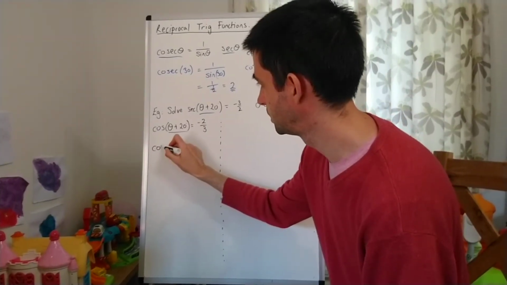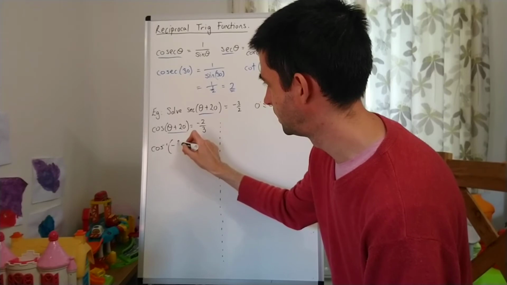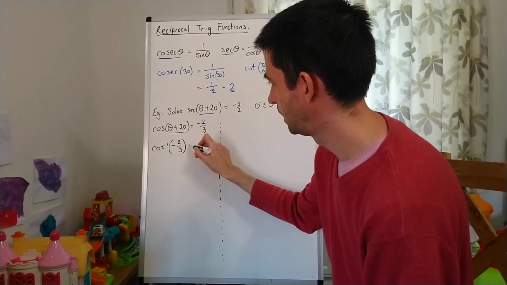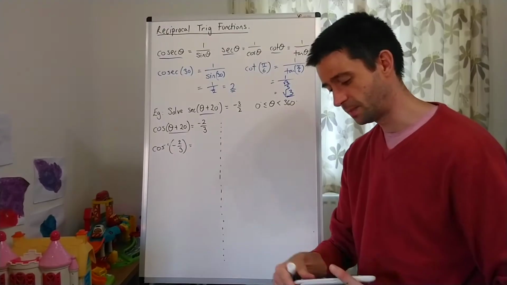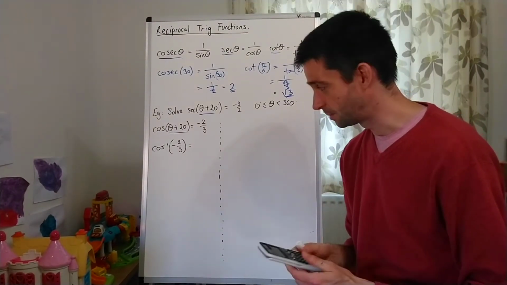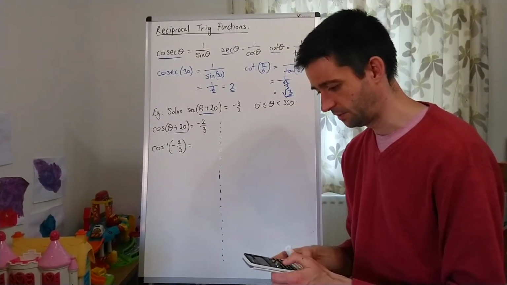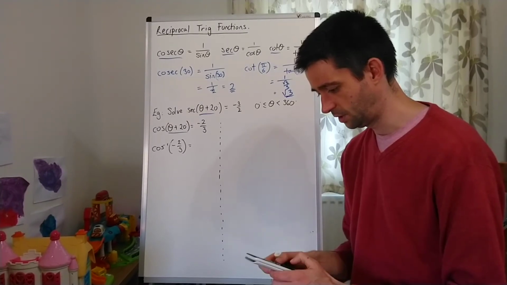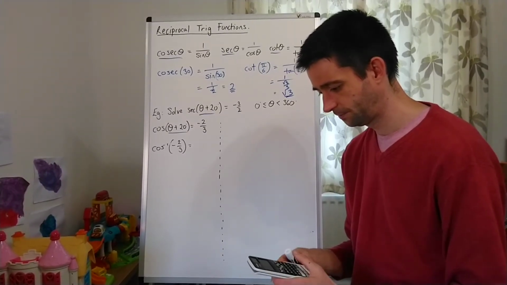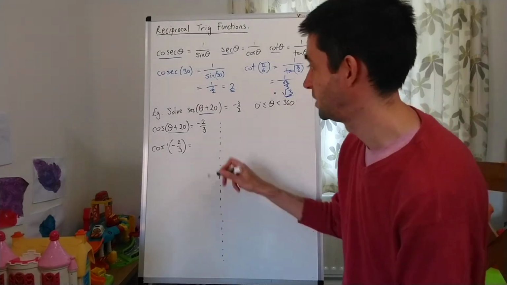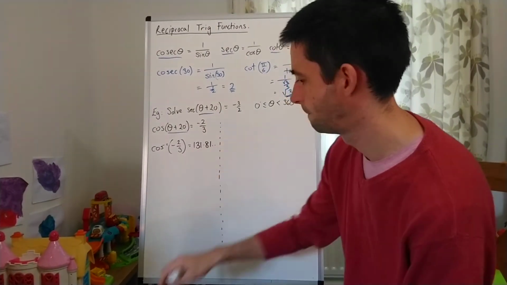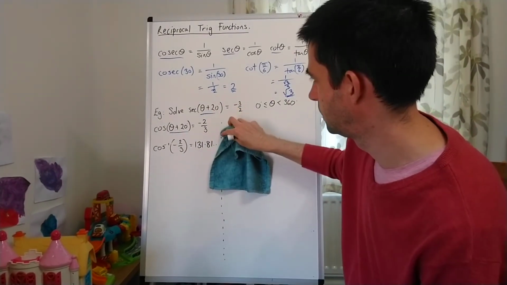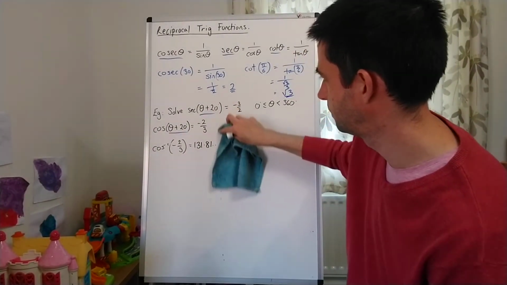So I would do cos inverse of negative 2/3 on the calculator. Checking, of course, that I'm in degrees mode. I should have done that first. And it's all good. So cos inverse of negative 2 over 3, which is 131.81. So that is my principal solution.